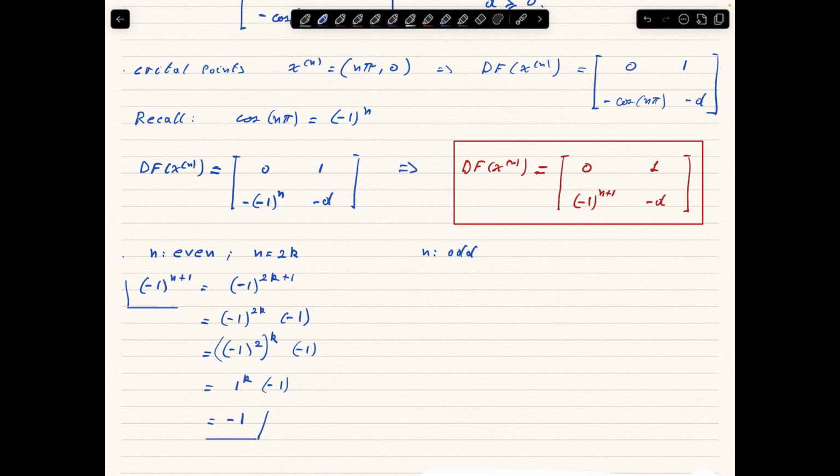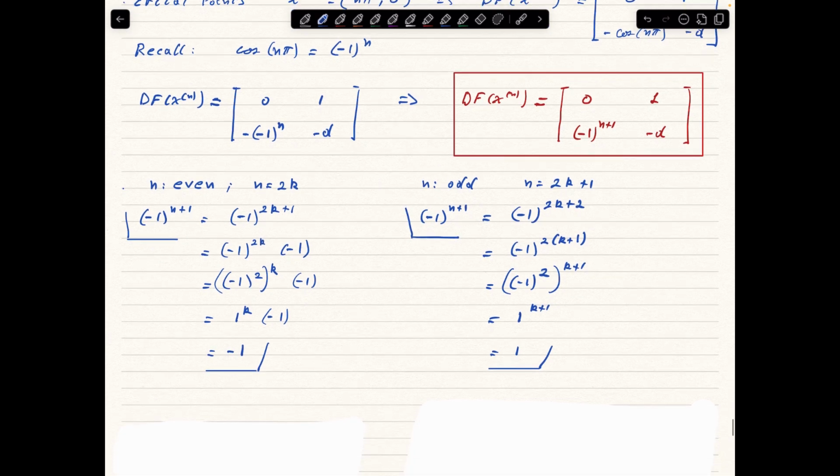On the other side, something similar happens. Negative 1 to the, what is n? n is odd, so it's 2k plus 1. So n plus 1 is negative 1 to the 2k plus 1 plus 1, so plus 2. So this is just negative 1 to the power 2k plus 2. And now we play the same game as before. This is negative 1 squared to the power k plus 1. But this is 1 to the power k plus 1, which is of course 1. So we can have in that coefficient either 1 or negative 1 for the 2 cases.